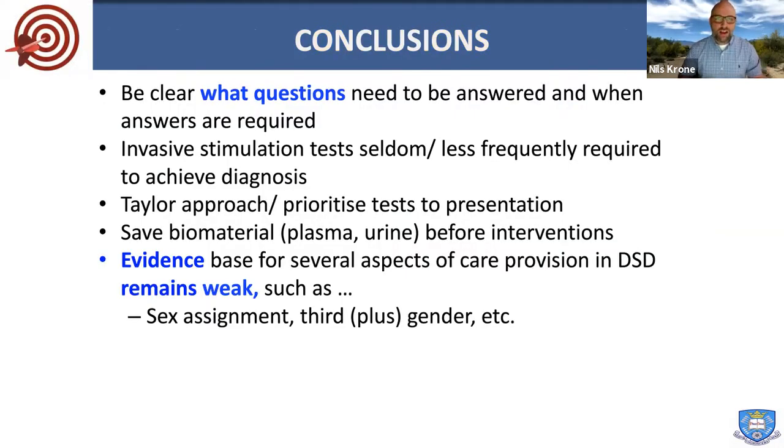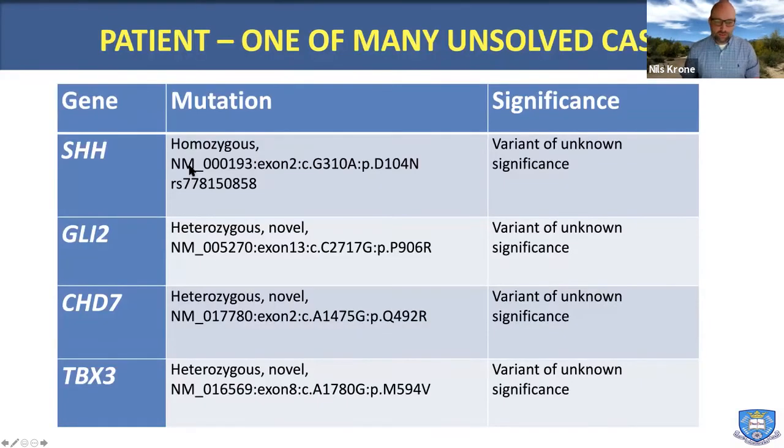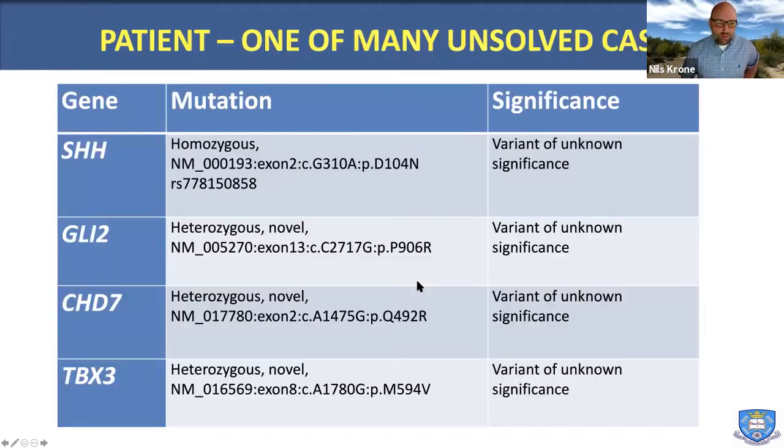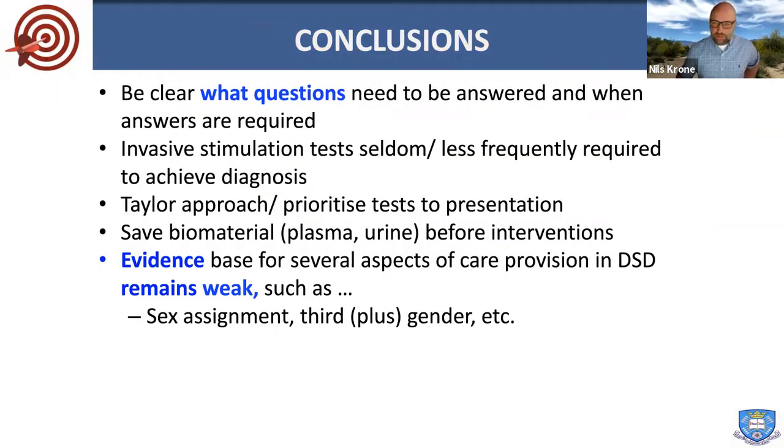I think I'm on time. Let me sum this up and conclude. I think what's important is that we need to be clear what questions we want to answer and when we want to answer them. We have not stopped, but significantly reduced the number of invasive stimulation tests and don't use them very often anymore, and do quite a bit of testing during mini puberty, and tailor the approach, prioritize tests to presentation, and save biomaterial, in particular before you treat and intervene. Sorry, my mouse is very sensitive, sorry.